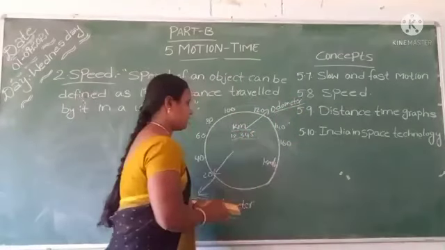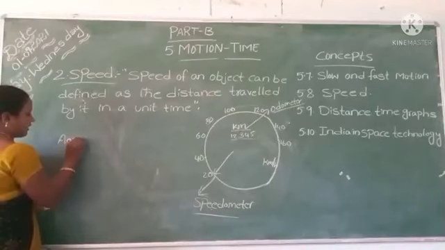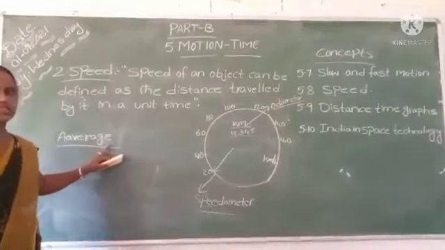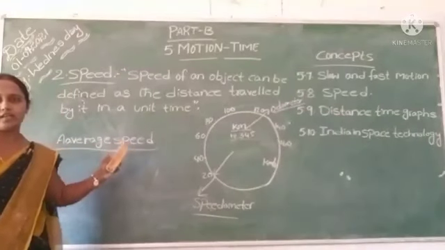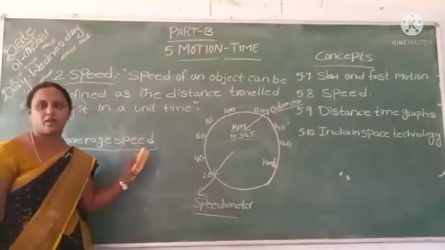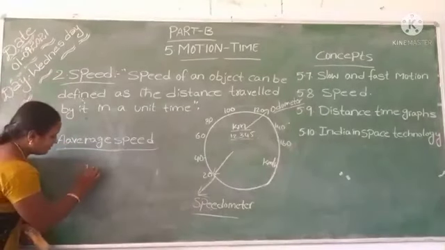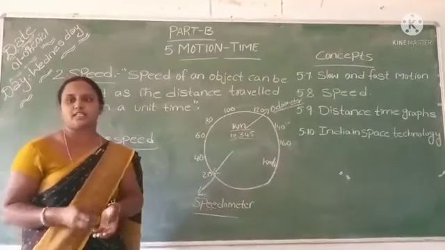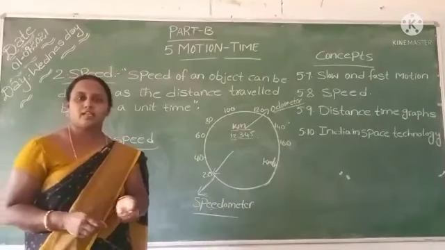This is called odometer. So how can we calculate average speed? How much speed we are traveling in the time taken. Average speed is the ratio of the total distance covered to the total time taken by the body to cover the distance.